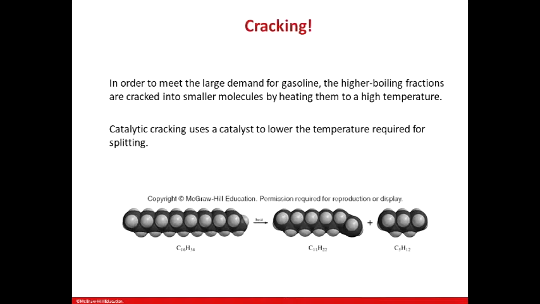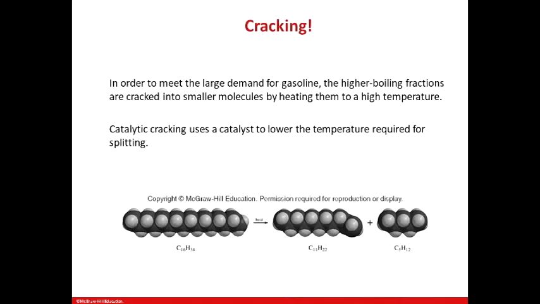In order to meet the large demand for gasoline, the higher boiling fractions are cracked into smaller ones. So you take the very large 16s and you crack them down to what? 11s and 5s. You get it? So they crack here. You blend this with your 8s and everything else, and you get your fuel source. You need some more 8s, you crack it to get it. Okay? And that's what it's about.